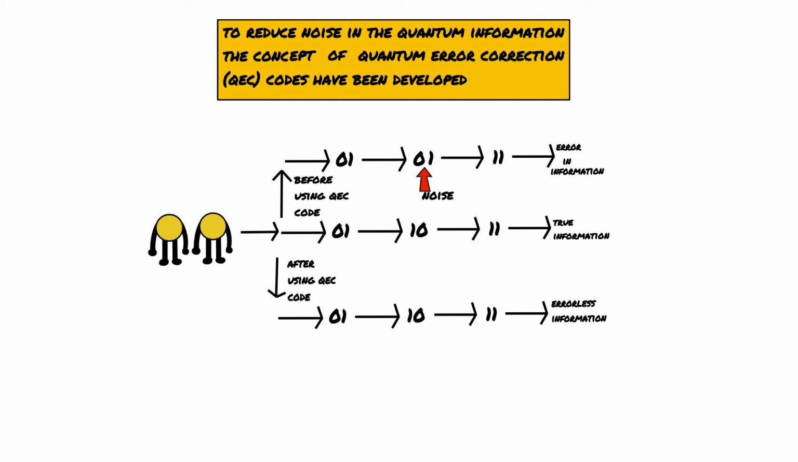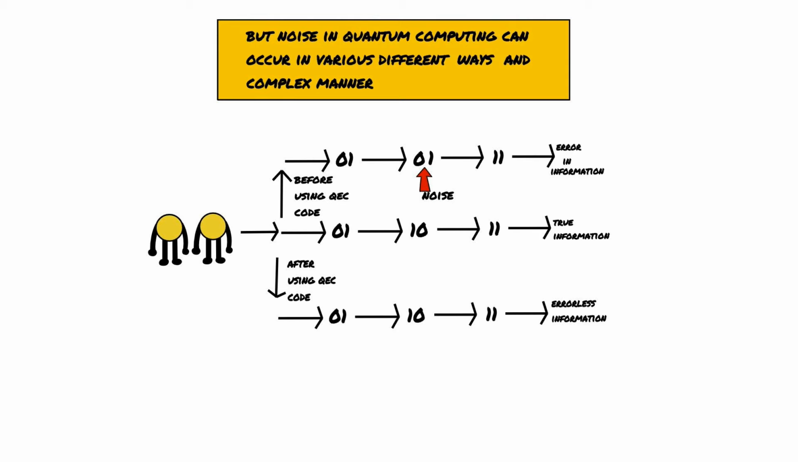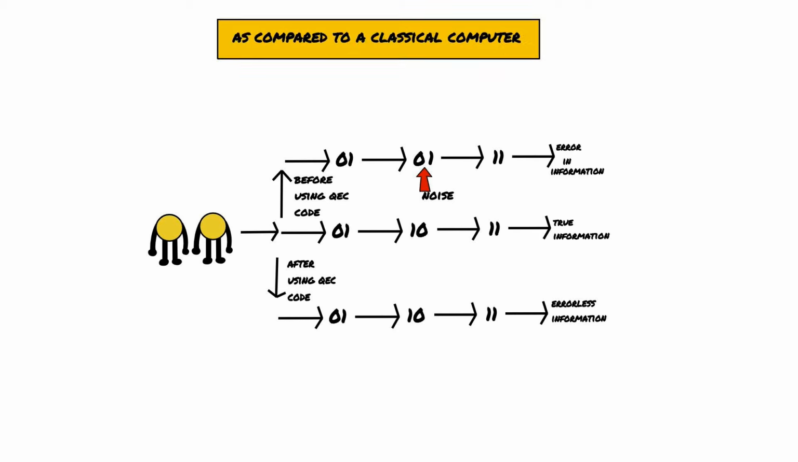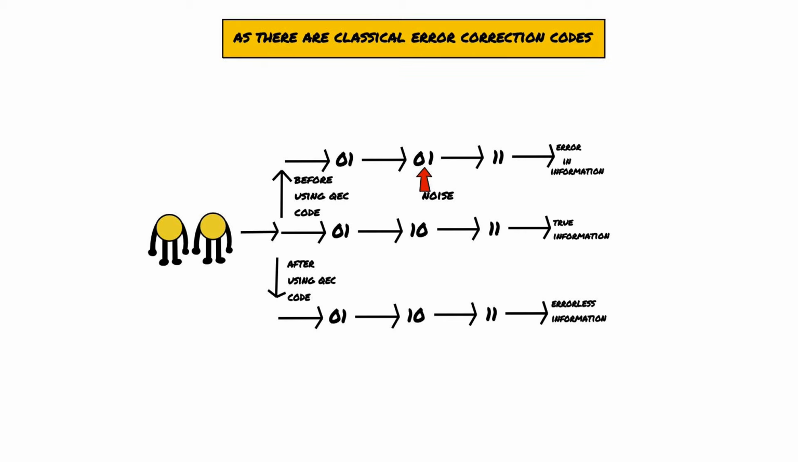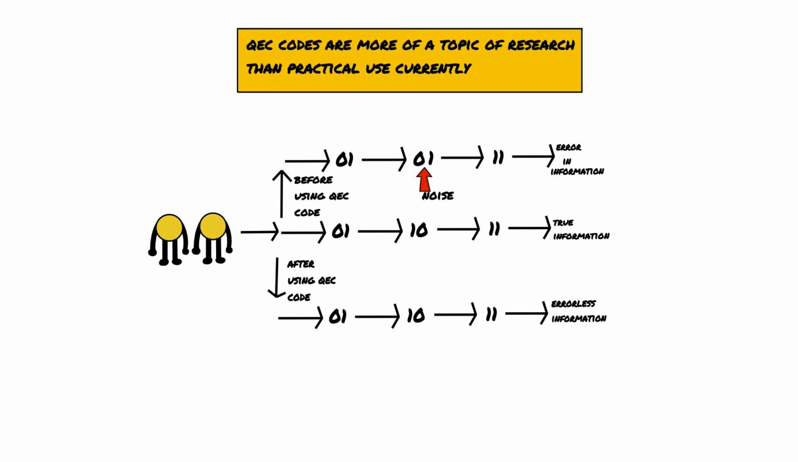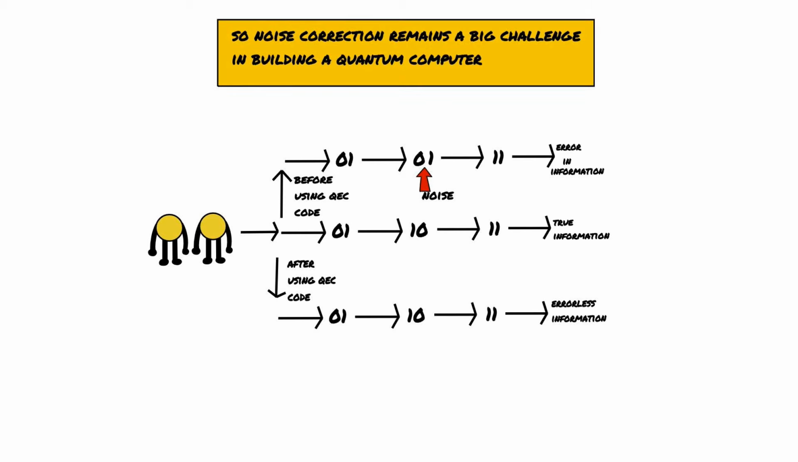To reduce noise in the quantum information, the concept of quantum error correction codes has been developed. But noise in quantum computing can occur in various different ways in a complex manner, as compared to a classical computer. That's why there are not many efficient QEC codes that can greatly reduce quantum noise, as there are classical error correction codes. QEC codes are more of a topic of research than practical use currently, so noise correction remains a big challenge in building a quantum computer.